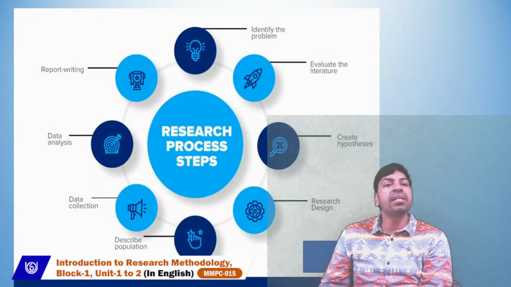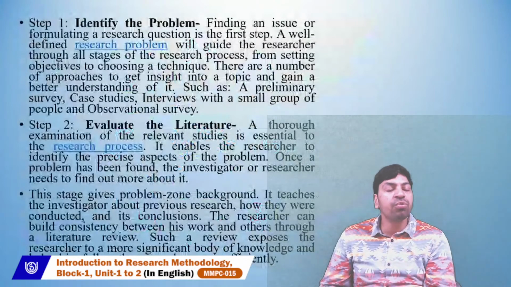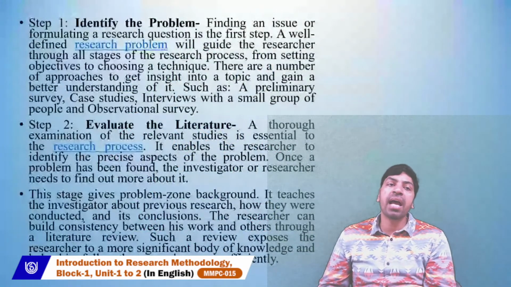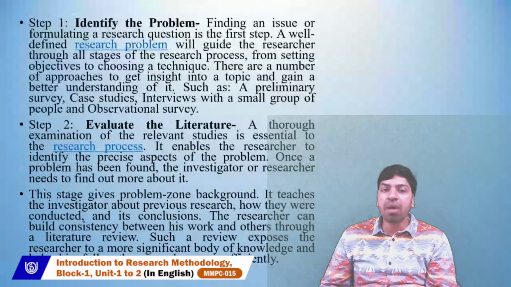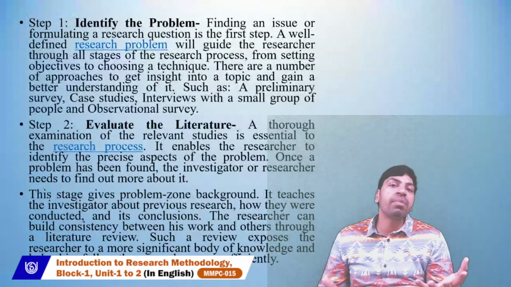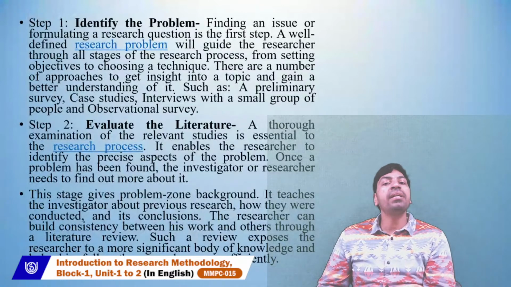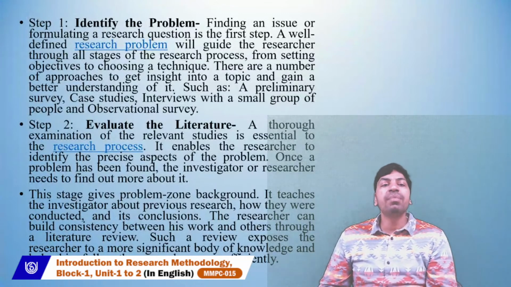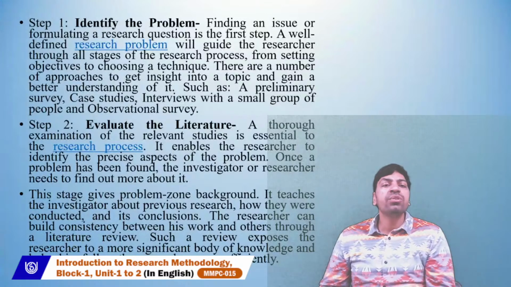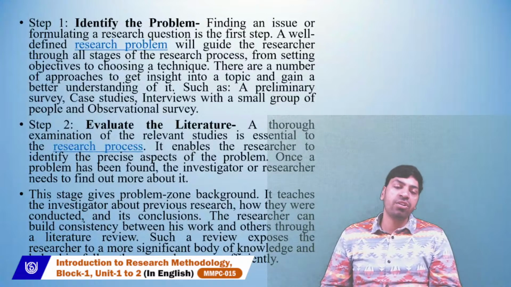So let's begin: identify the problem. A researcher has to find an issue and formulate the research question. That is the first step. It is very important to define a research problem and what the gap is, what issues exist in the subject area. Through that you can conduct a preliminary survey, case studies, interviews with a small group of people, and observation surveys, so that you get to know the exact issue to be focused on in your research.